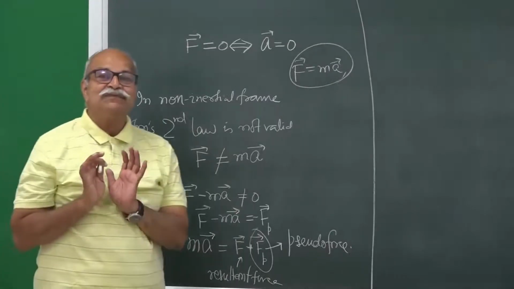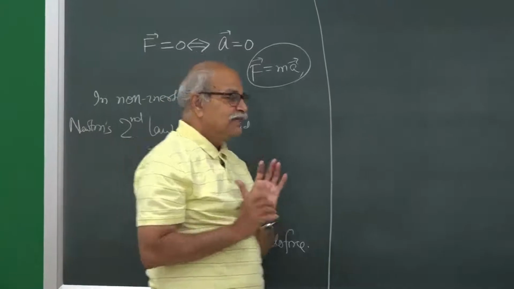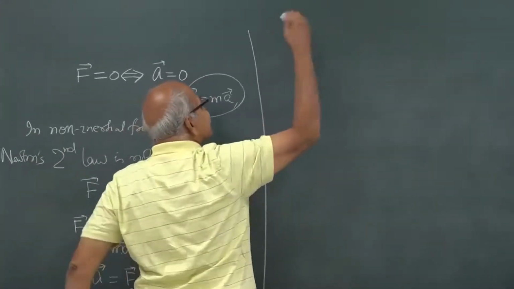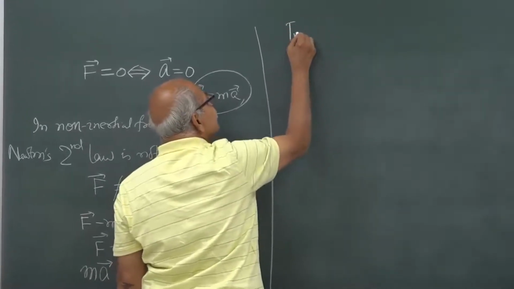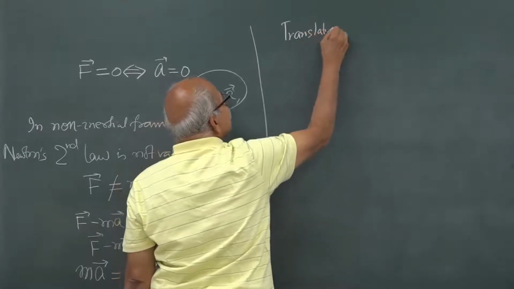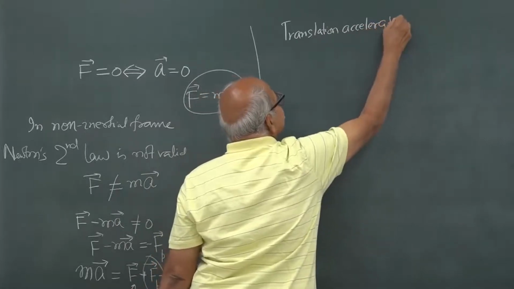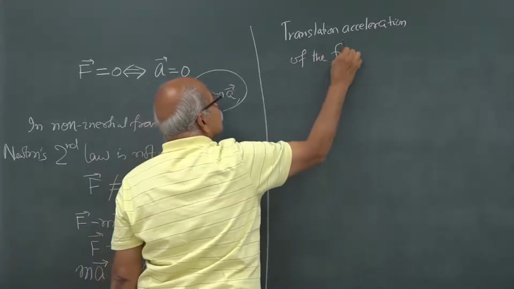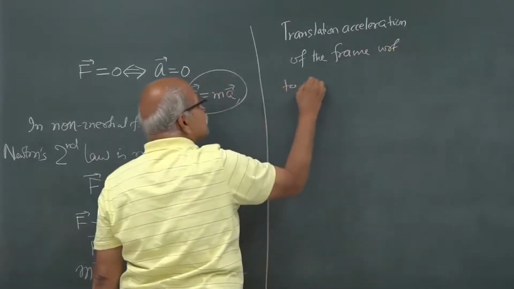Now, regarding acceleration of the frame, you have two broad kinds of varieties, two broad kinds of non-inertiality. So, one is when you have translational acceleration of the frame with respect to some inertial frame.